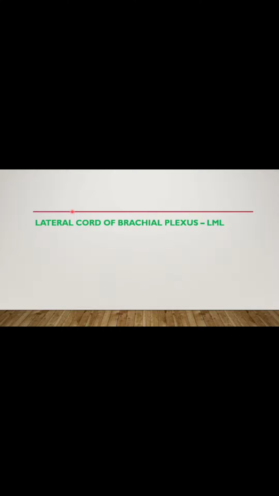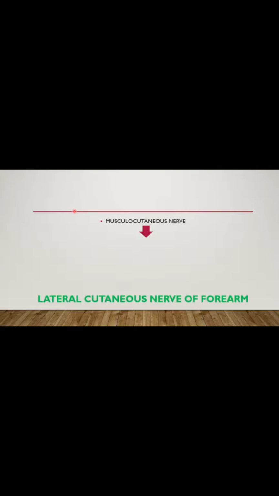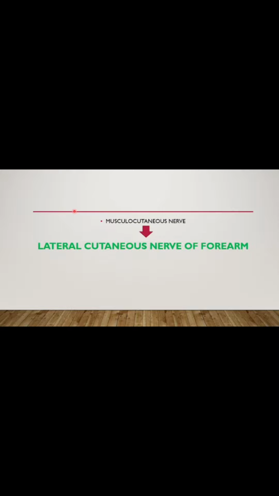So what are the other branches of lateral cord? That is remembered by a mnemonic LML. So that is lateral pectoral nerve, musculocutaneous nerve, and lateral root of median nerve. What is the fate of the musculocutaneous nerve? So after supplying all these muscles, it will pierce the deep fascia just below the elbow and continues downward as the lateral cutaneous nerve of forearm.